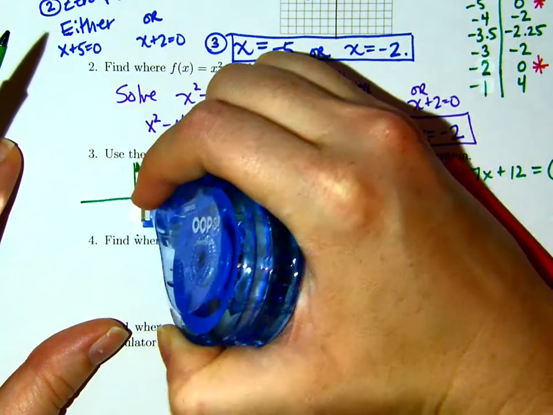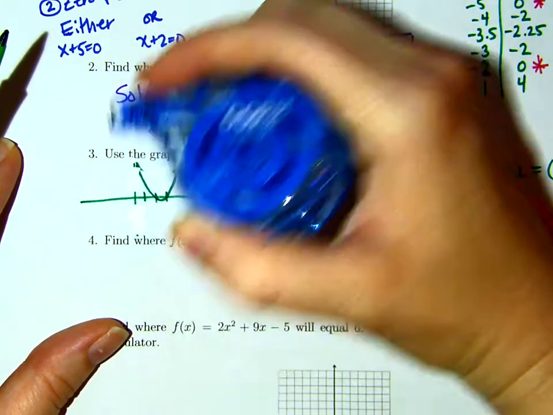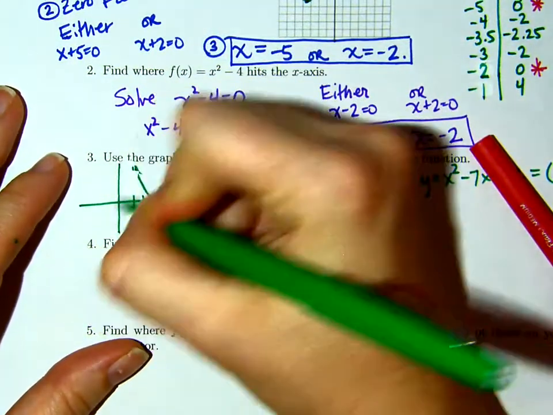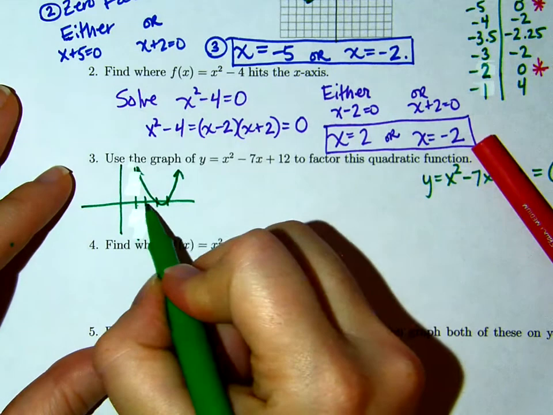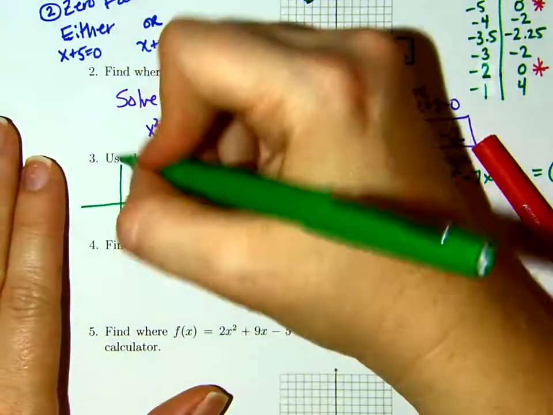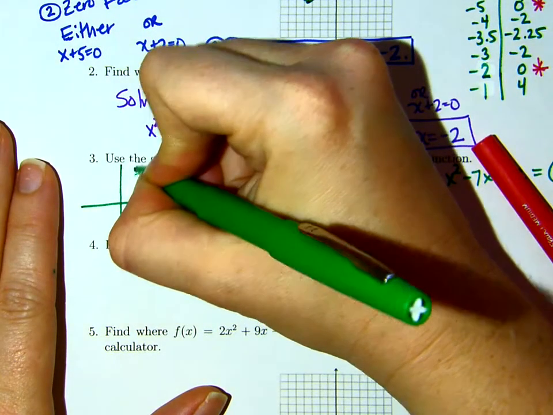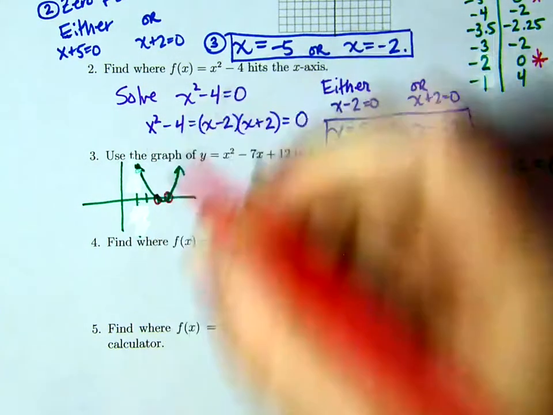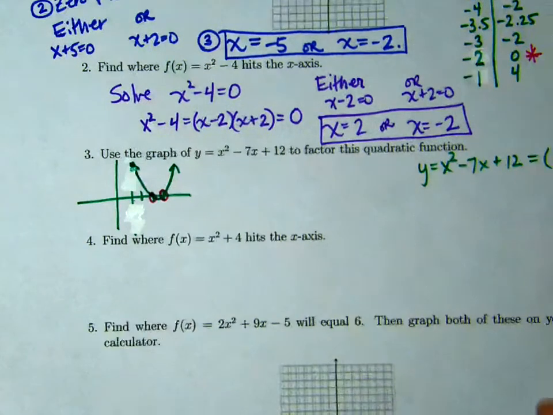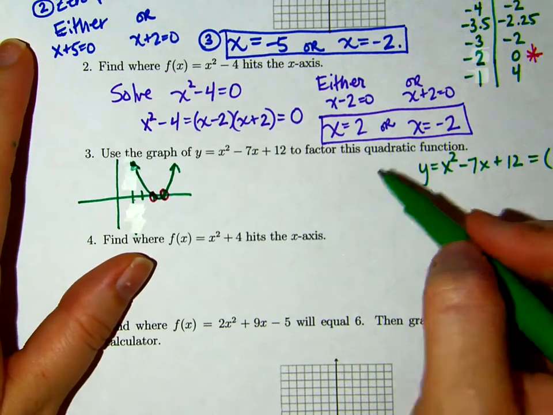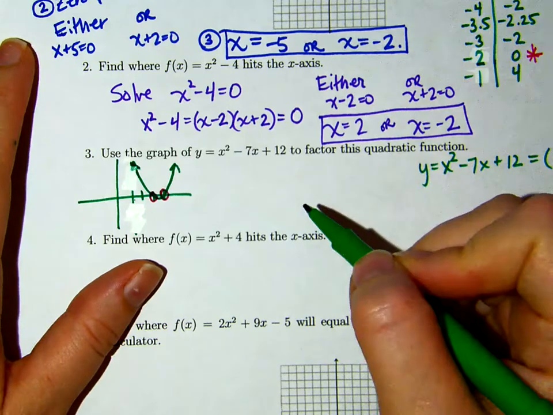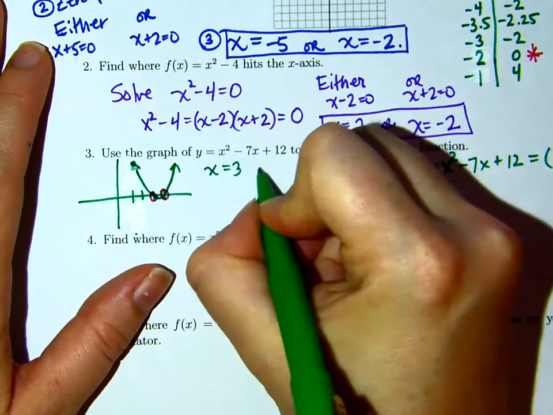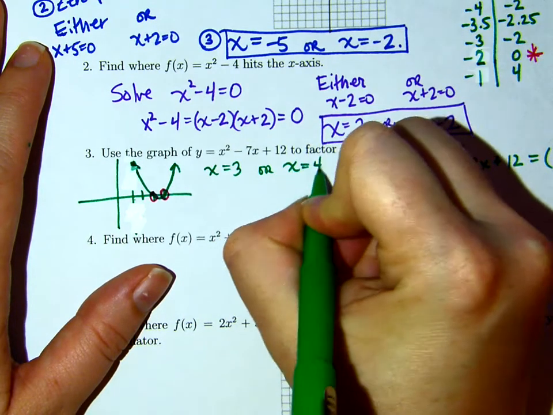I think it's actually easier for me to move my axis than to redraw a parabola. So I'm going to do that. There. 1, 2, 3, and 4. And it happens here and here at 3 and 4. And now we're going in reverse. Now we have this, and we're going into our factors. So x equals 3, or x equals 4.